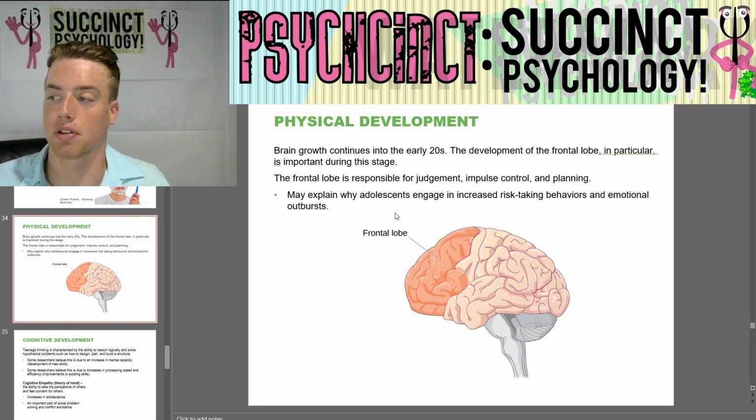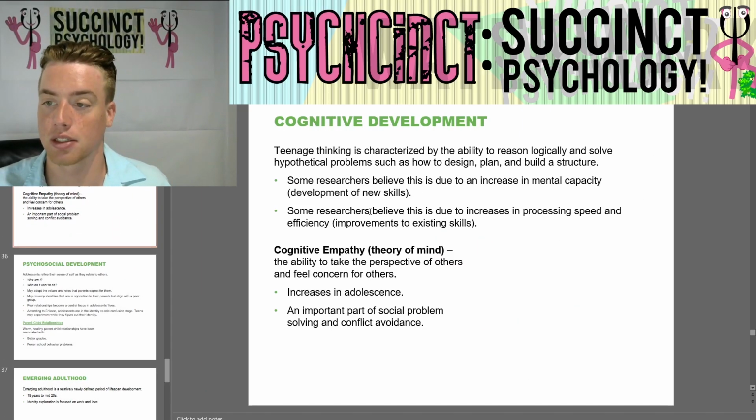The development of the frontal lobe in particular is important during this stage. The frontal lobe is responsible for judgment, impulse control, and planning. It may explain why adolescents engage in increased risk-taking behaviors and emotional outbursts. So we have cognitive development.